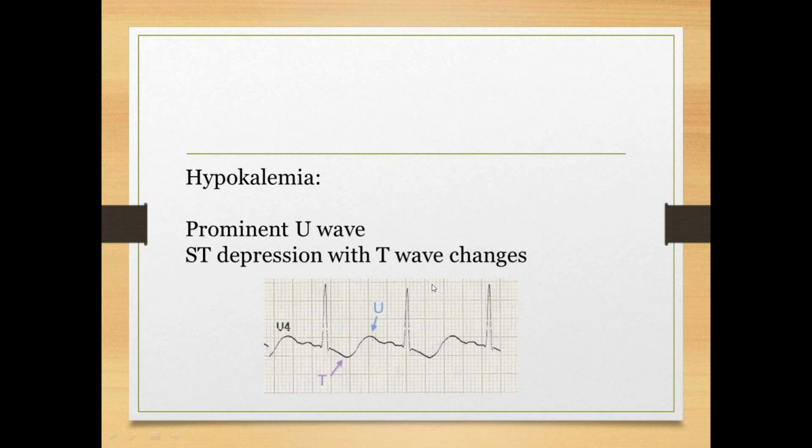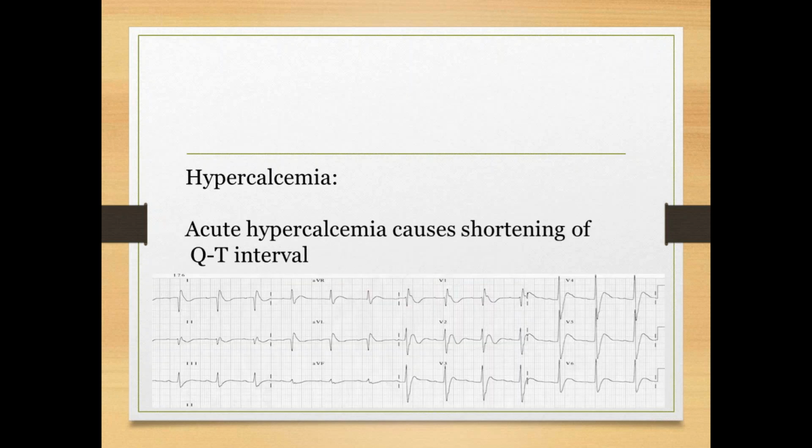So U wave you can see in which electrolyte abnormality? Hypokalemia, along with ST depression and T wave changes. Next, in hypercalcemia, high calcium values in the blood, there will be shortening of the QT interval. So the importance of the QT interval in ECG is in hypercalcemia.